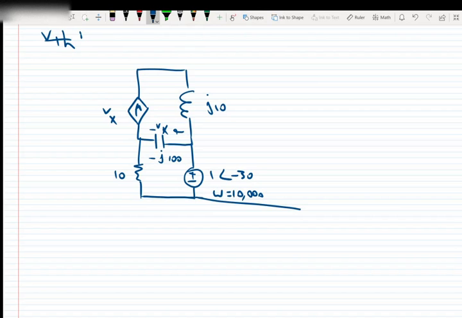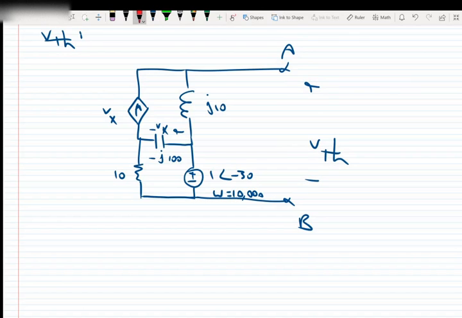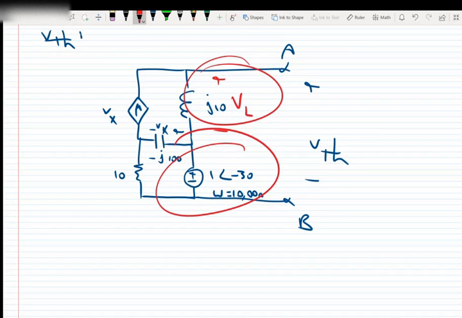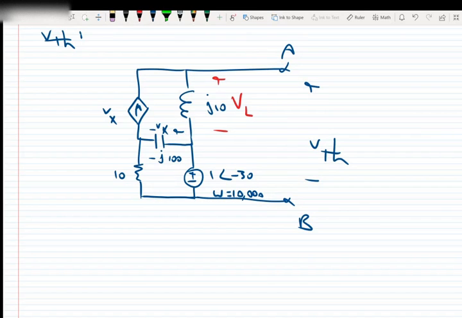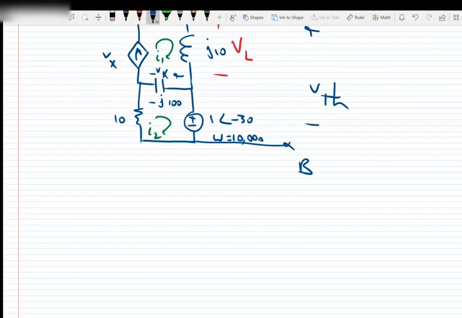And we want to find Thevenin, which is the voltage seen from points A and B. If we look at the circuit, we see that the voltage across the inductor, if we call it VL, we can see that Thevenin will be VL plus this voltage. Okay, let's do that. Let's find the answer. So we identify our loop meshes and write the loops.